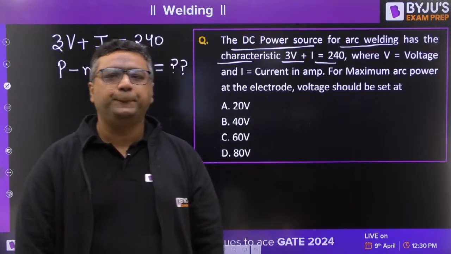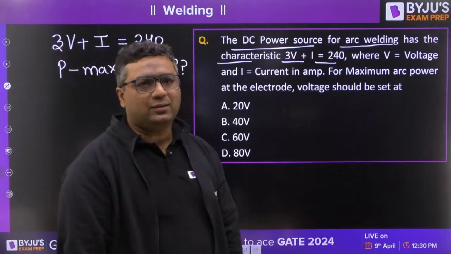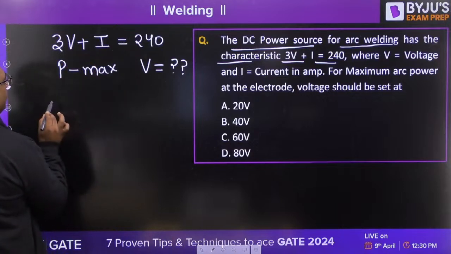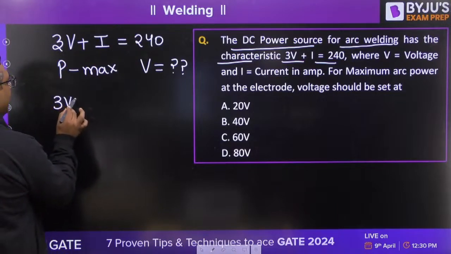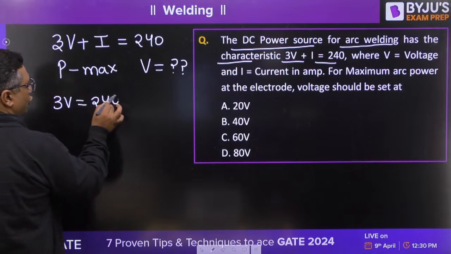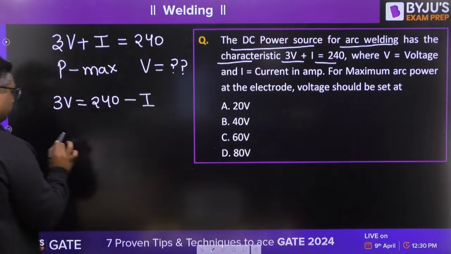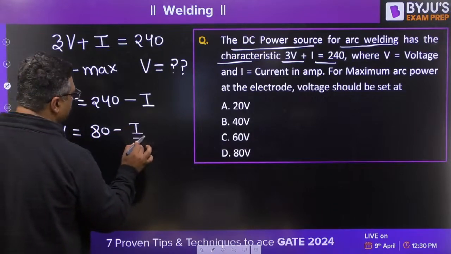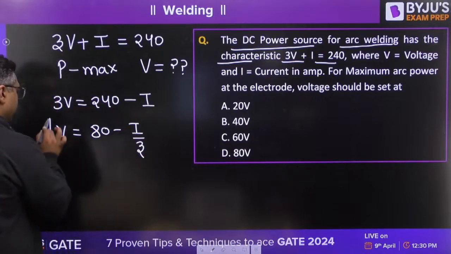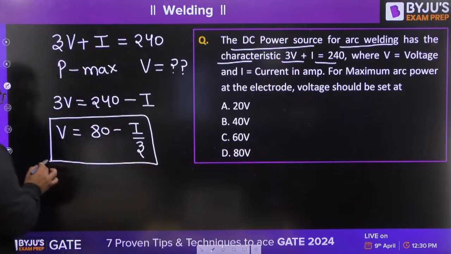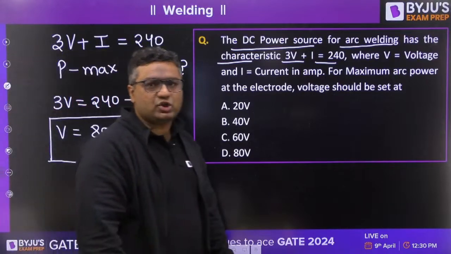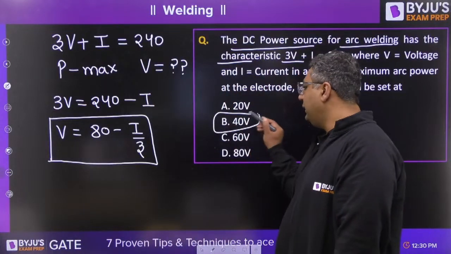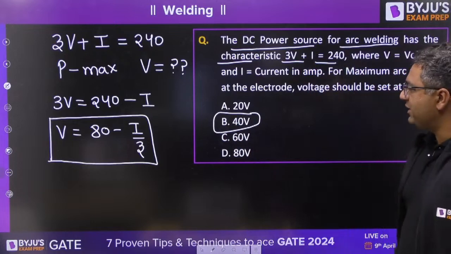Okay. So I am giving you a hint how to do this. You have 3V plus I is 240. You can write 3V as 240 minus I. V will be 80 minus I by 3. So this is the equation. Very good, Kiran. Kiran has answered it as 40 volt, B. So you got this equation.